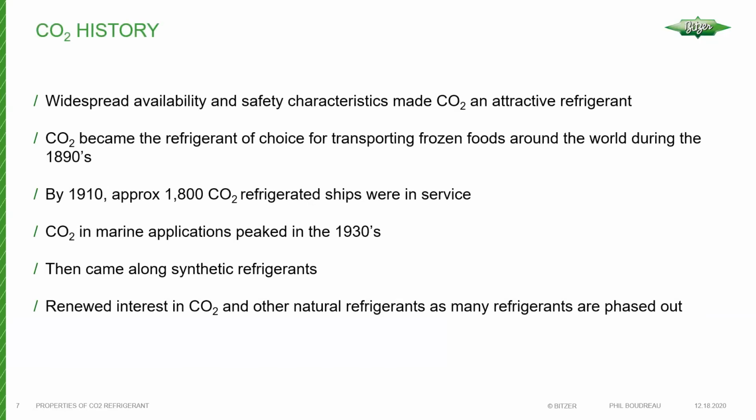Widespread availability and safety characteristics made CO2 a very attractive refrigerant. In fact, it became the choice for transporting frozen foods around the world during the 1890s. And by 1910, there were approximately 1,800 CO2 refrigerated ships in service, believe it or not. So transporting things like meat products from continent to continent, CO2 was a big part of it back in the day. CO2 in marine applications peaked in the 1930s.